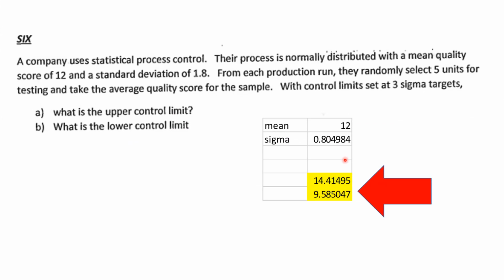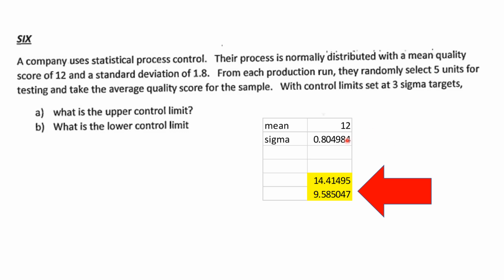Number 6, a company was using statistical process control. They have a mean of 12 and a standard deviation of 1.8, but they sampled 5. So you have a central limit theorem. The mean is 12, but this standard deviation is going to be 1.8 divided by the square root of 5, and that will give you this number.